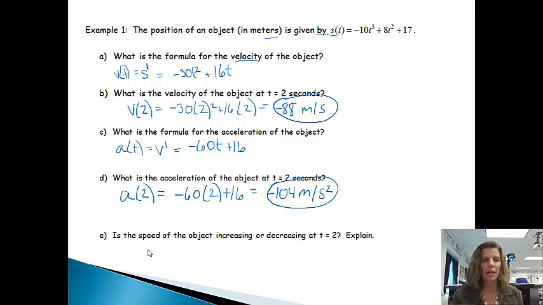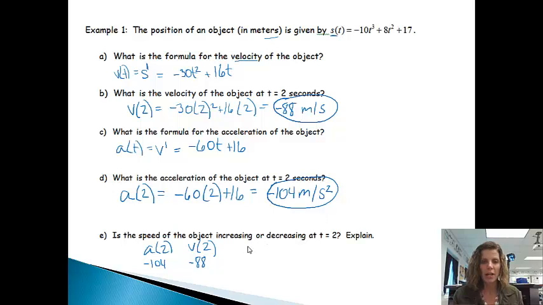The last question, is the speed of the object increasing or decreasing at t equals 2? Explain. Well, I would like to look at the acceleration at 2 and the velocity at 2. You'll notice we already found those. The velocity at 2 was negative 88, and the acceleration at 2 was negative 104. Notice they have the same sign. They're both negative, which means they're working together.